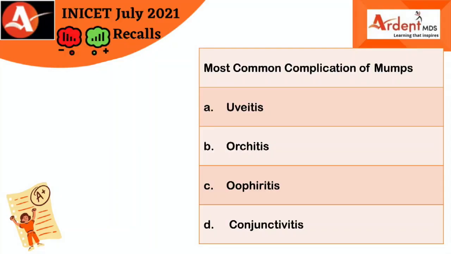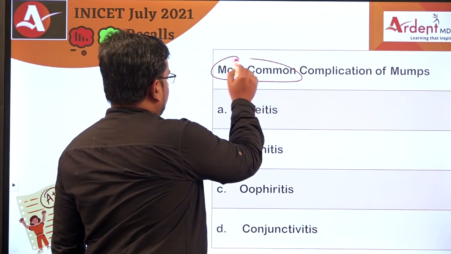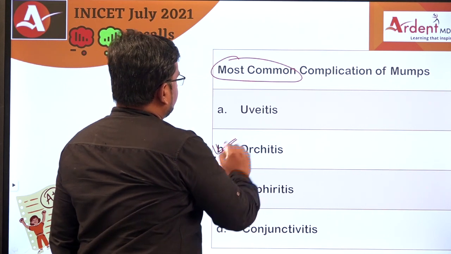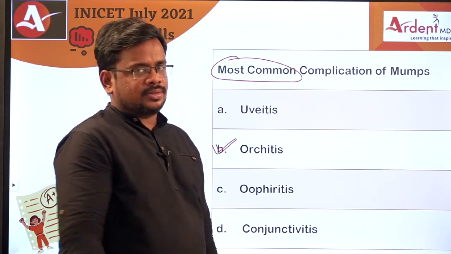The next question is about the most common complication of mumps. Uveitis, orchitis, oophoritis, conjunctivitis. All these are complications of mumps, but the question is about the most common complication. The most common complication of mumps is orchitis. It's just a fact-based question.